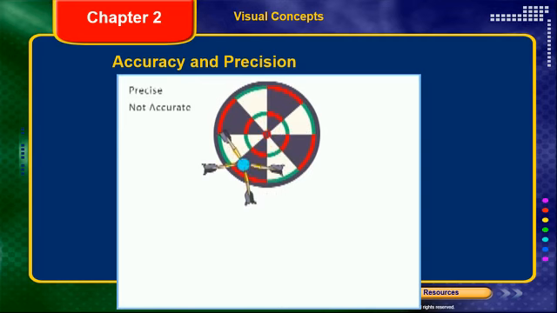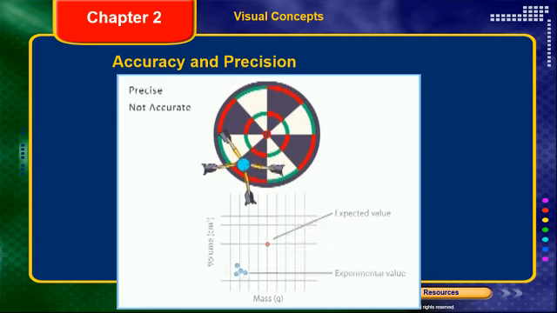This set of throws shows that the dart thrower is precise but not accurate. The darts are grouped very close together, but they have missed the bullseye. Here are the results of another researcher's experiments. These results are precise. The data points are clustered close together, but not accurate.